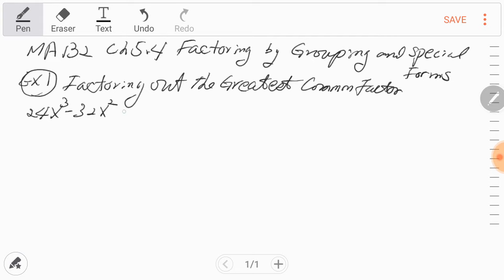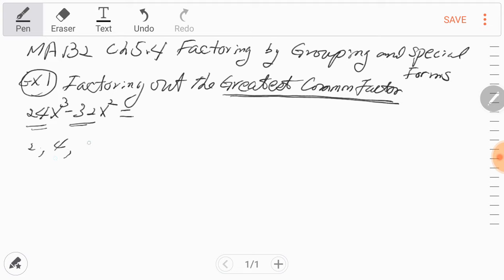In order to factor this polynomial, we have to find the greatest common factor, the common factor which is the largest one. Let's find the common factor of these two numbers, 24 and 32. As you can see here, 2 can be a common factor because 2 can divide these two numbers. Okay, 4 also can be a common factor because 4 can divide these two. And is there any larger common factor?